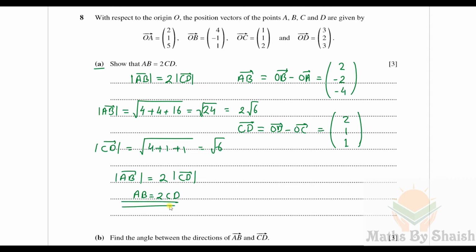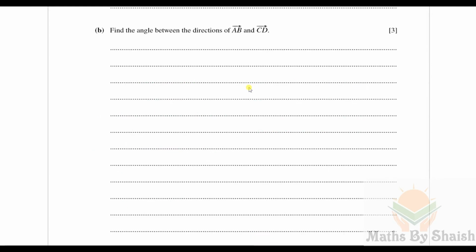So I hope it is clear. Let's do the second one. Find the angle between the directions of AB and CD. For the direction between AB and CD, we can use the dot product. AB vector dot CD vector is equal to the modulus of AB times the modulus of CD times cos of the angle between them, let's say it is theta.